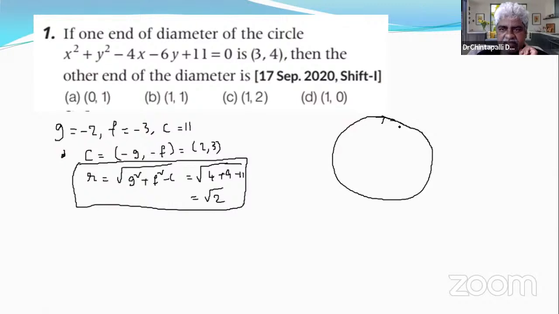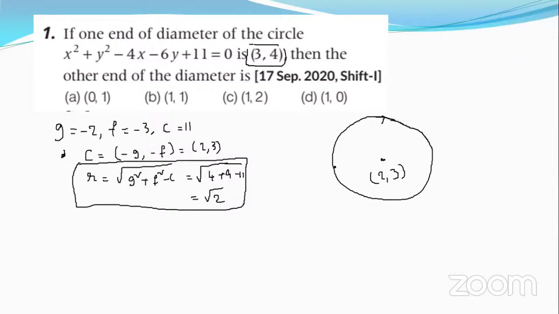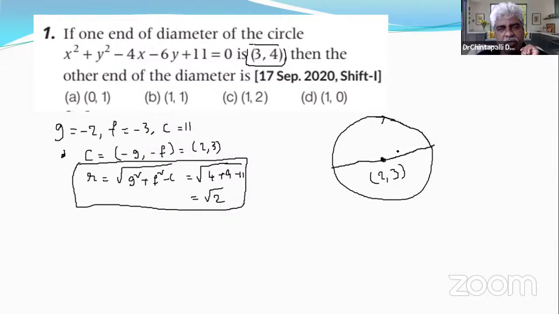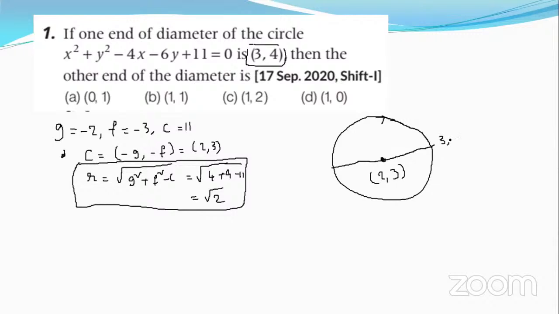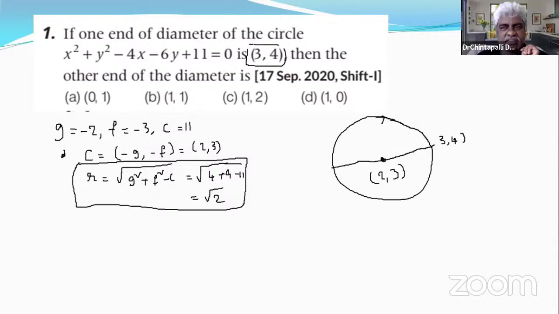The center of the circle is (2, 3), and one end of a diameter is (3, 4). Sir, do we use the midpoint formula? Yes, yes. Okay, it is (3, 4).